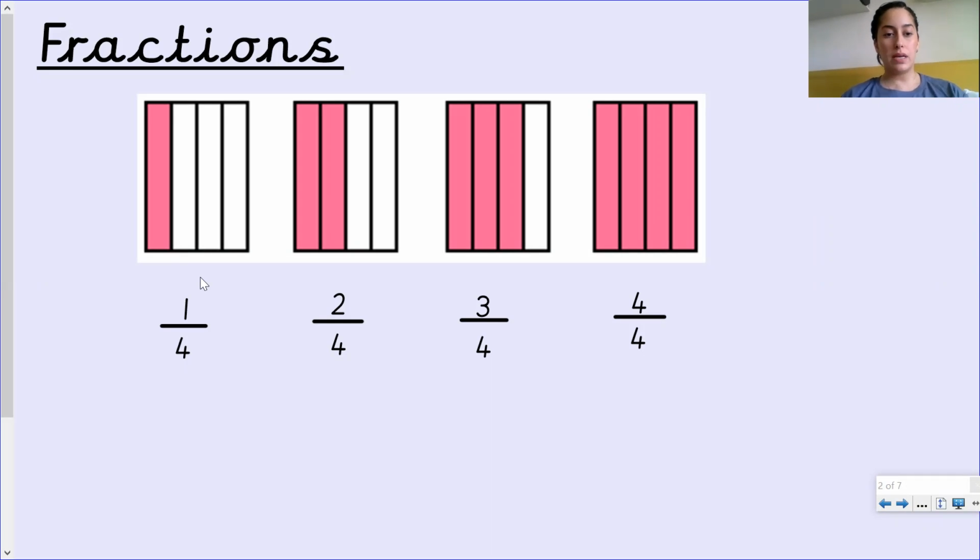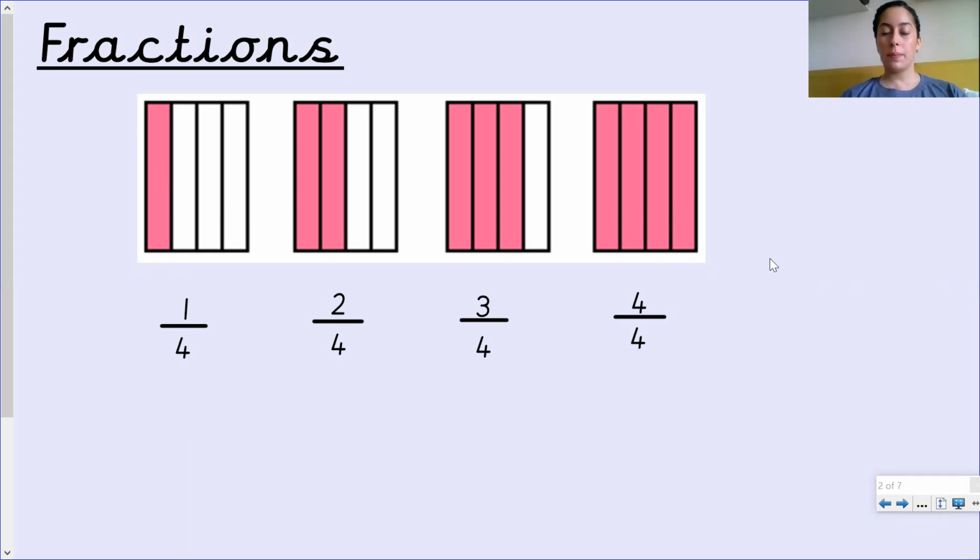Okay, can you help me count in quarters from 1/4? And it's a quarter because the whole shape has 4 parts. 1, 2, 3, 4. So your denominator is 4 and only one part is shaded. So that's why it's 1/4. 1/4, 2/4, 3/4, 4/4. When we get to 4/4, we notice that the whole shape is shaded.